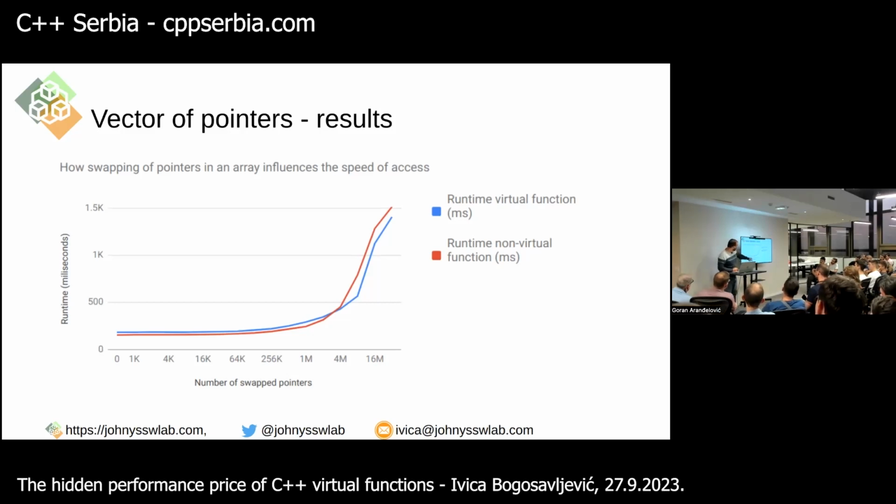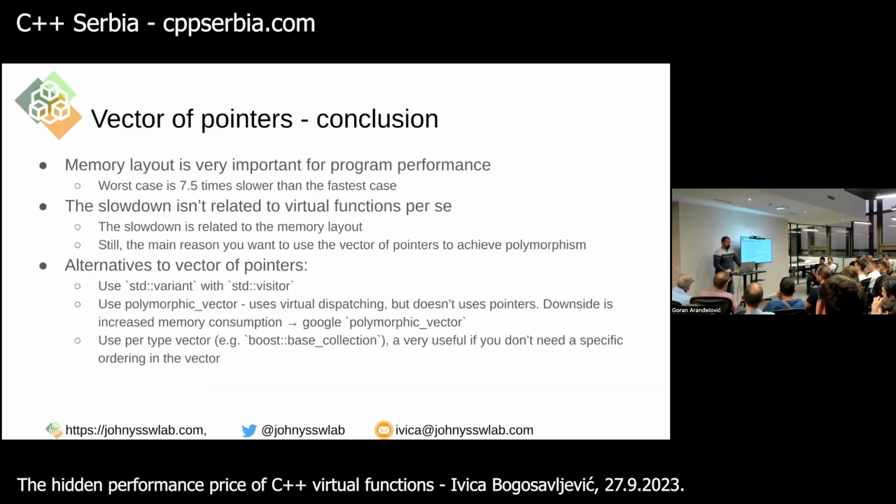And it doesn't matter if, so the red one is a non-virtual function and the blue one is a virtual function. But as you can see, it doesn't matter. The slowdown is the same for both. Okay, so you see the importance of memory layout here. So yes?